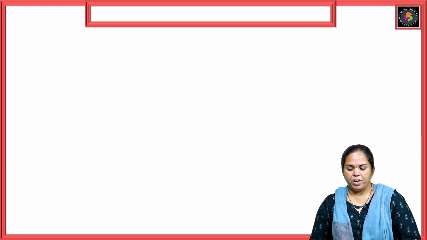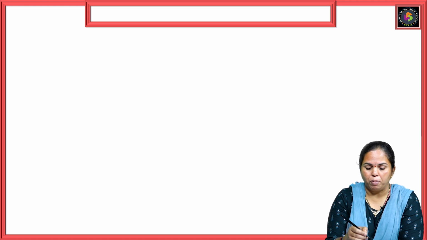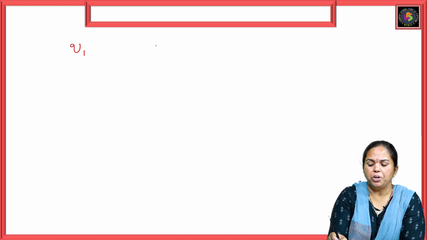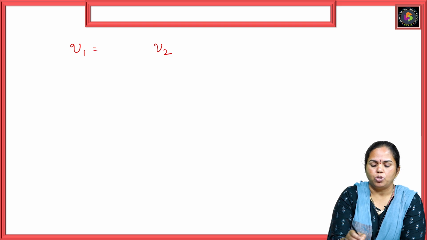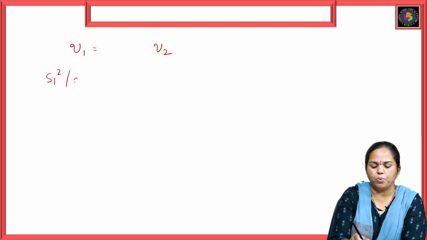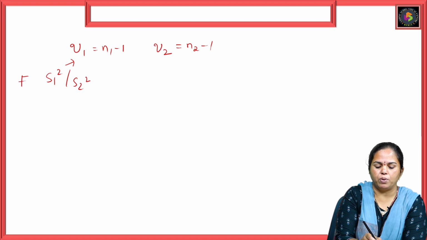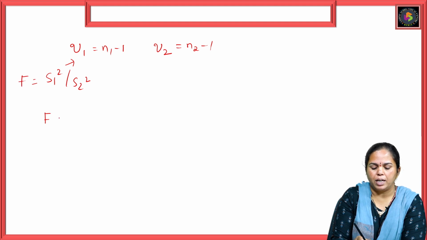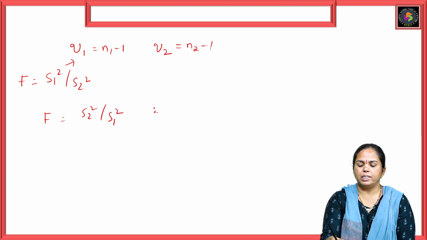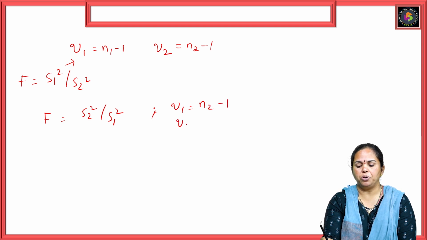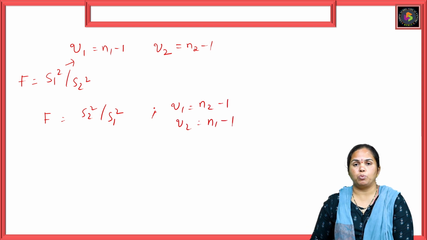Depending upon the formula, nu1 and nu2 will change. If your formula is S1 square by S2 square, then nu1 will be N1 minus 1 and nu2 will be N2 minus 1. And if your formula is F equal to S2 square by S1 square, then nu1 will be N2 minus 1 and nu2 will be N1 minus 1.